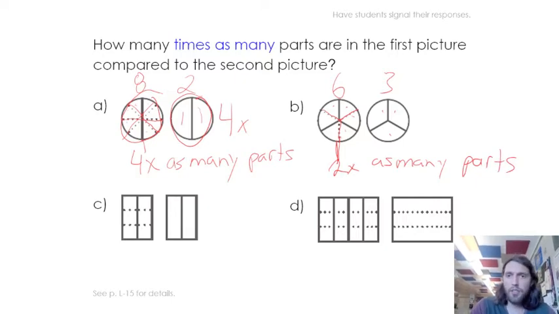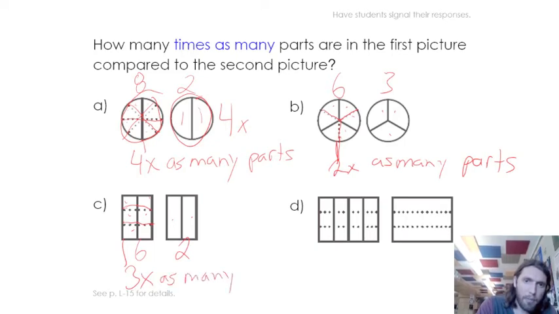Alrighty. So we're on the second last one here, letter C. So this one has 2, and this one has 1, 2, 3, 4, 5, 6. 6. So what do we need to multiply 2 by to get 6? I know you know this. So this one has 3 times as many parts.